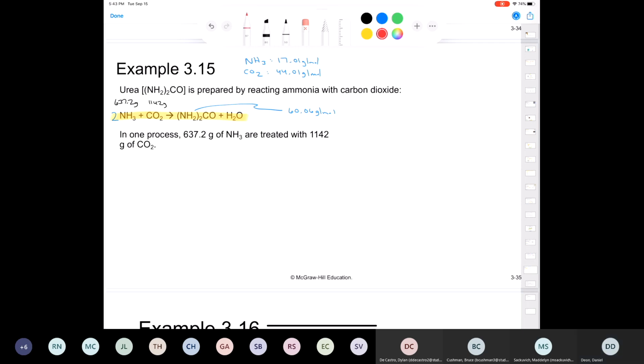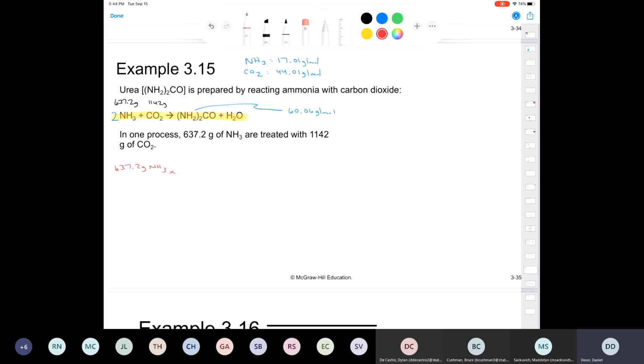We have 637.2 grams of ammonia, and we're going to imagine that we have all the carbon dioxide in the universe. We are not going to be limited by carbon dioxide. And let's see how much urea we would produce.